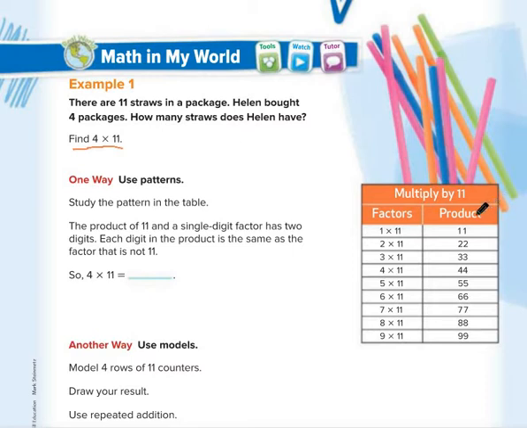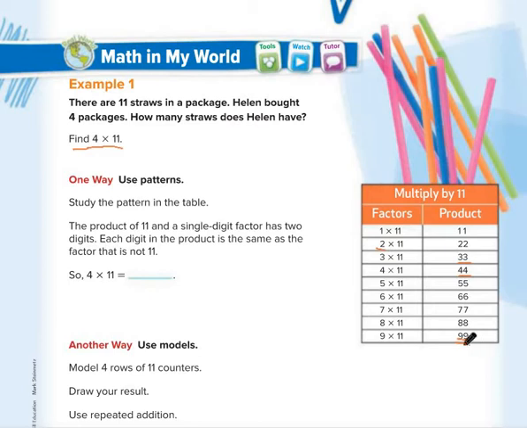Let's take a look at this table. Let's see the first one. 1 times 11 equals 11. 2 times 11 equals 22. Observe the multiple and compare it with the factor. 3 times 11 equals 33. 4 times 11 equals 44. 5 times 11 equals 55. 6 times 11 equals 66. 7 times 11 equals 77. 8 times 11 equals 88. And 9 times 11 equals 99.